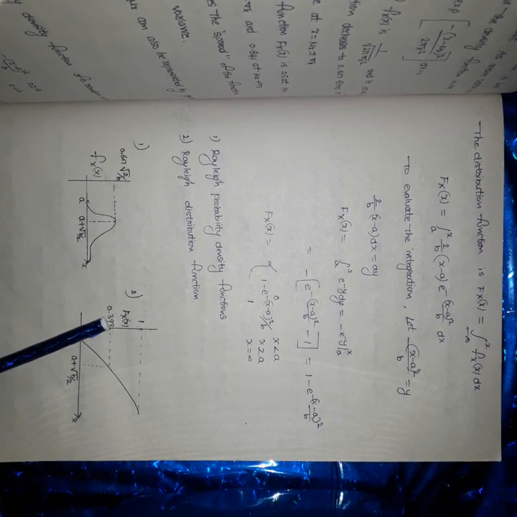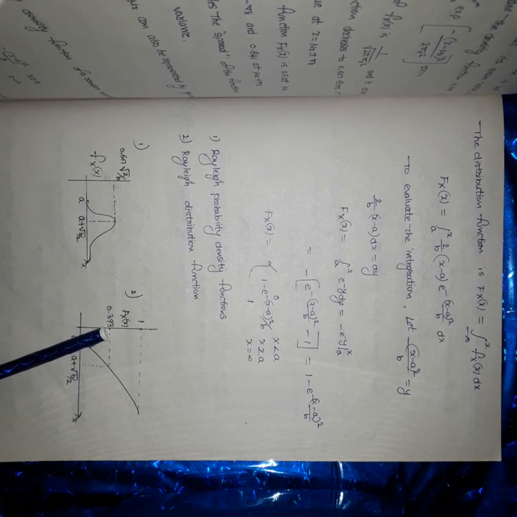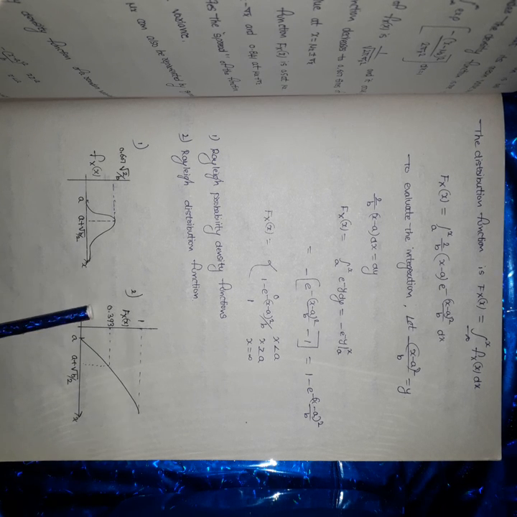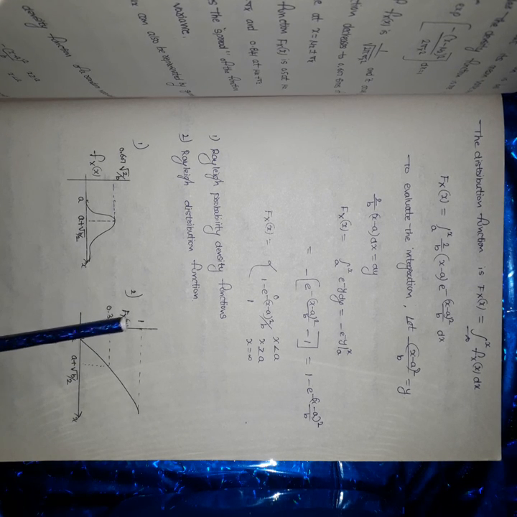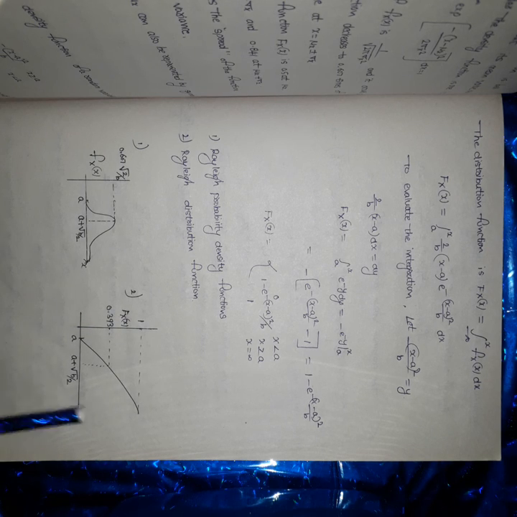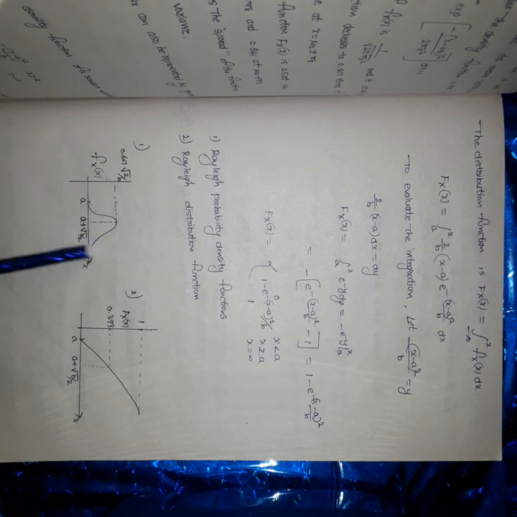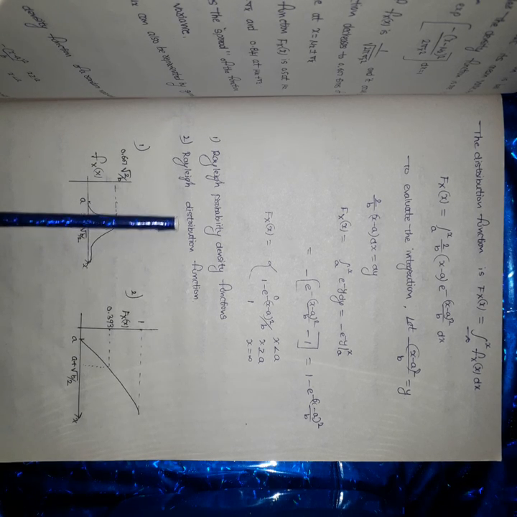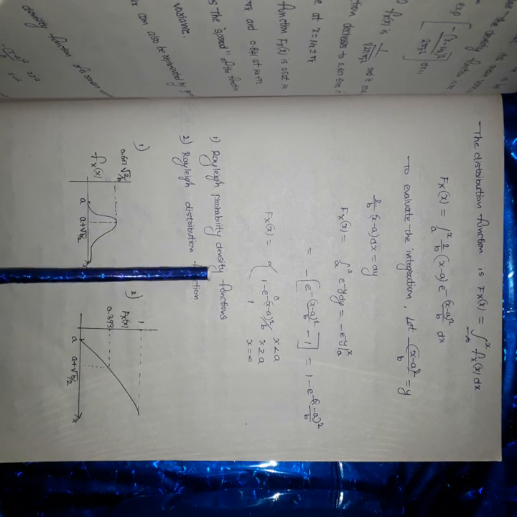Capital F_X of small x, this is also the distribution function. From the right point, this is a plus root of b by 2. This point is 0.393, and F_X(x) reaches the maximum value 1. This is called the Rayleigh distribution function. This is called the Rayleigh probability density function.